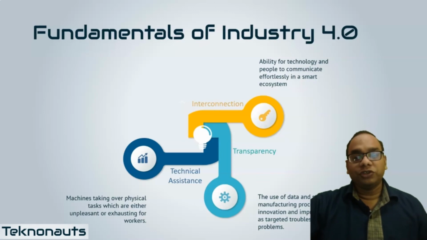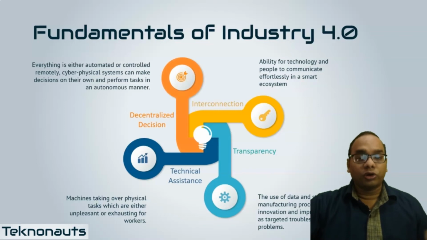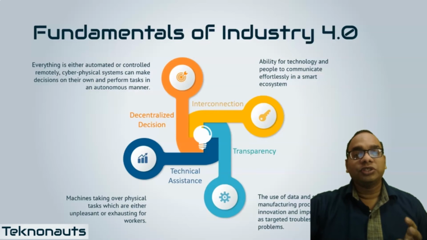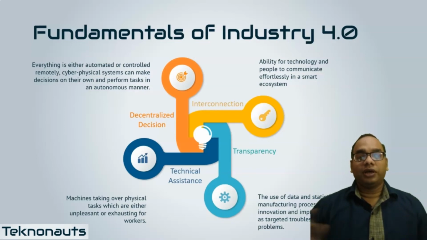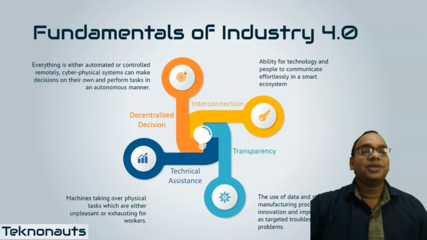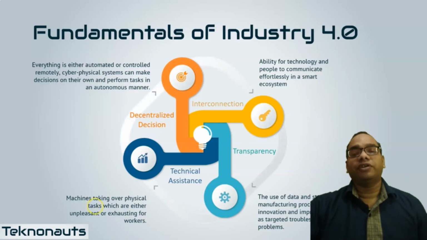Then the fourth fundamental you should take care of is decentralized decisions. Everything is either automated or controlled remotely, so cyber physical systems can make decisions on their own and perform tasks in an autonomous manner. These are the four fundamentals. Again, iterating: interconnections, transparency, technical assistance, and decentralized decisions.